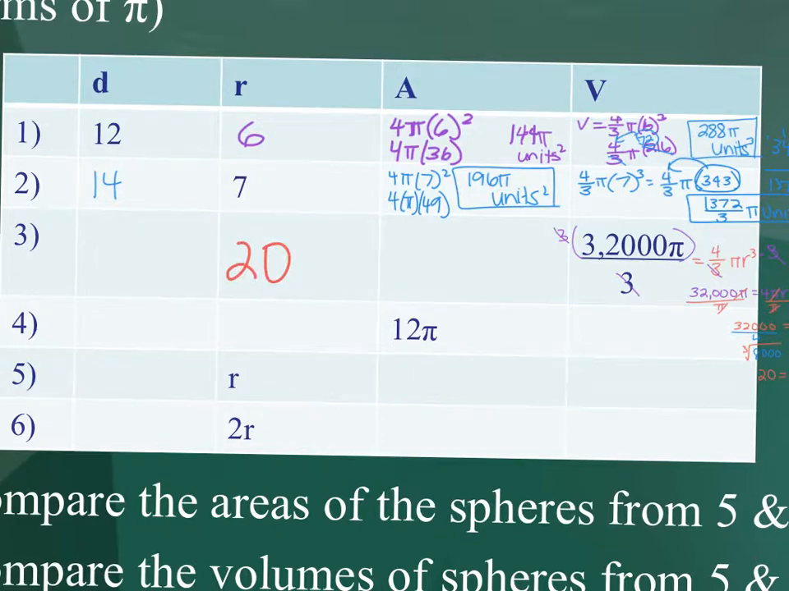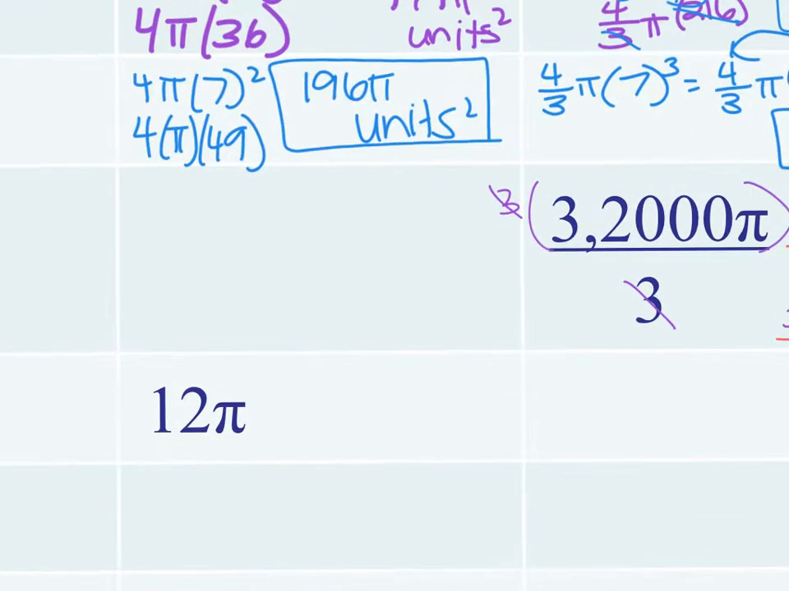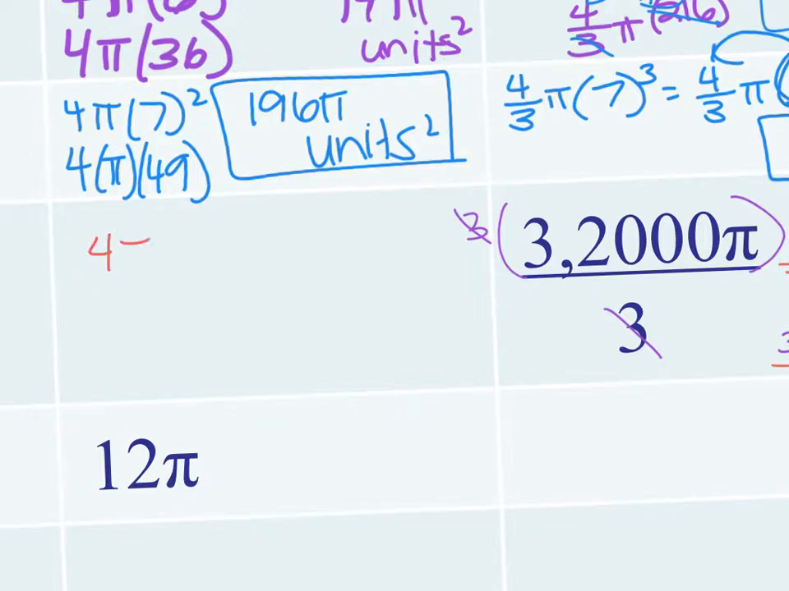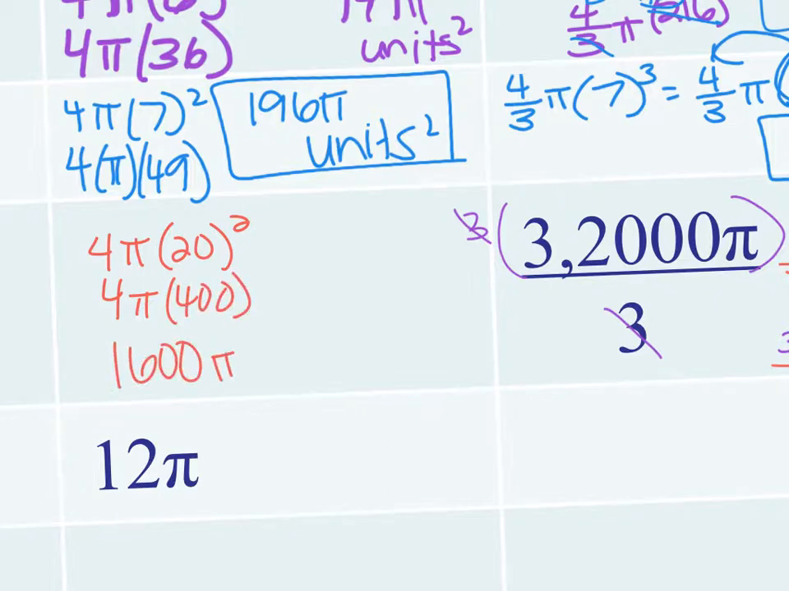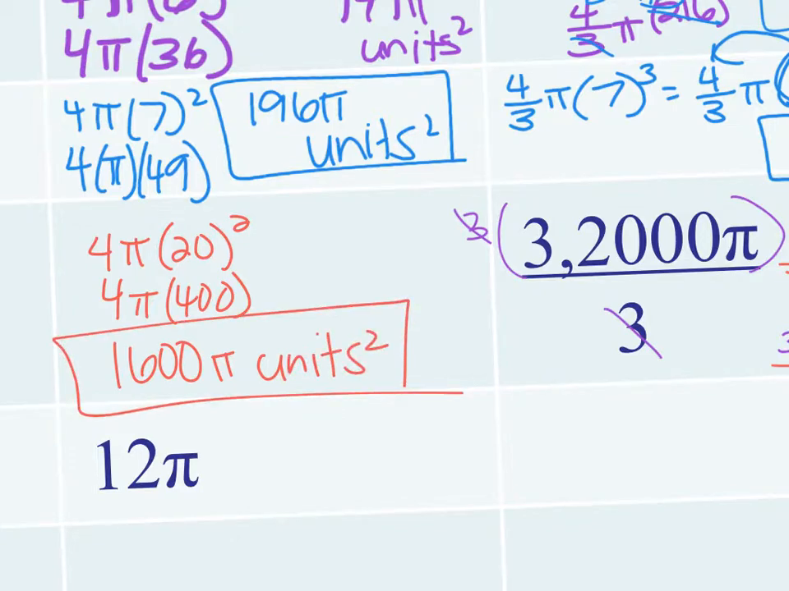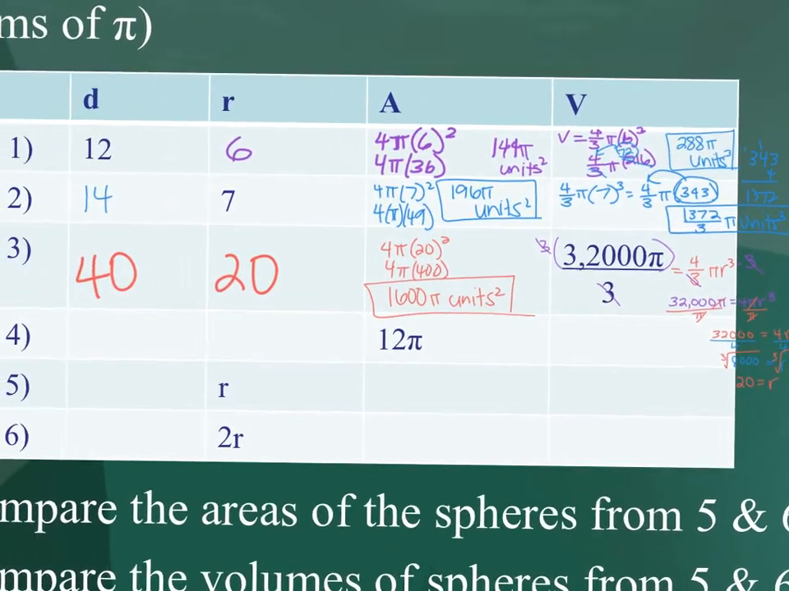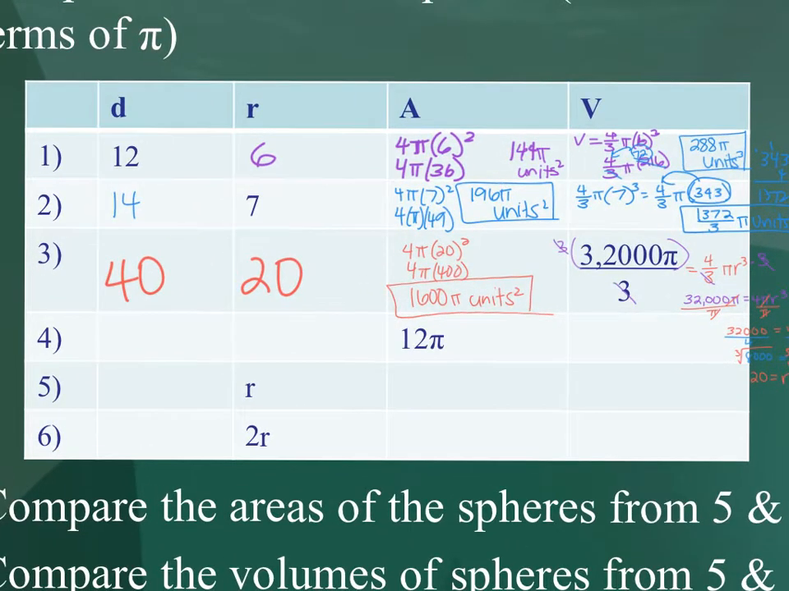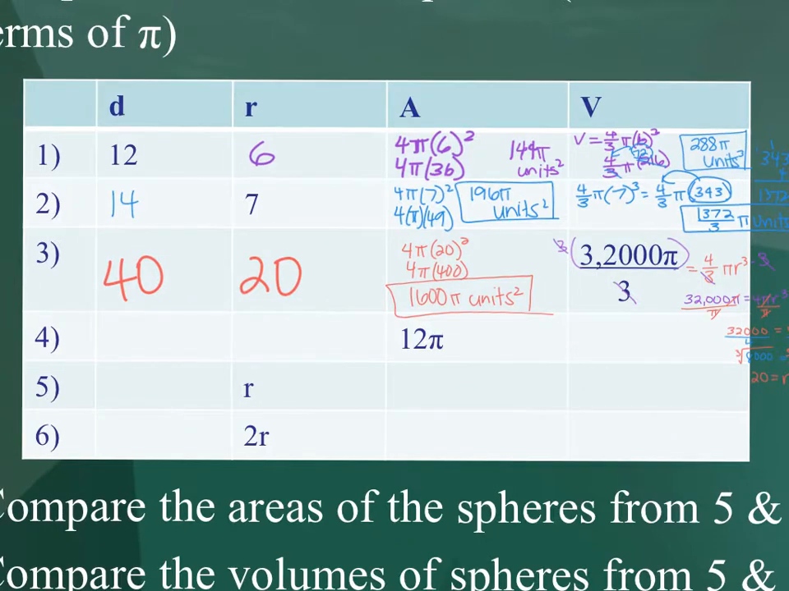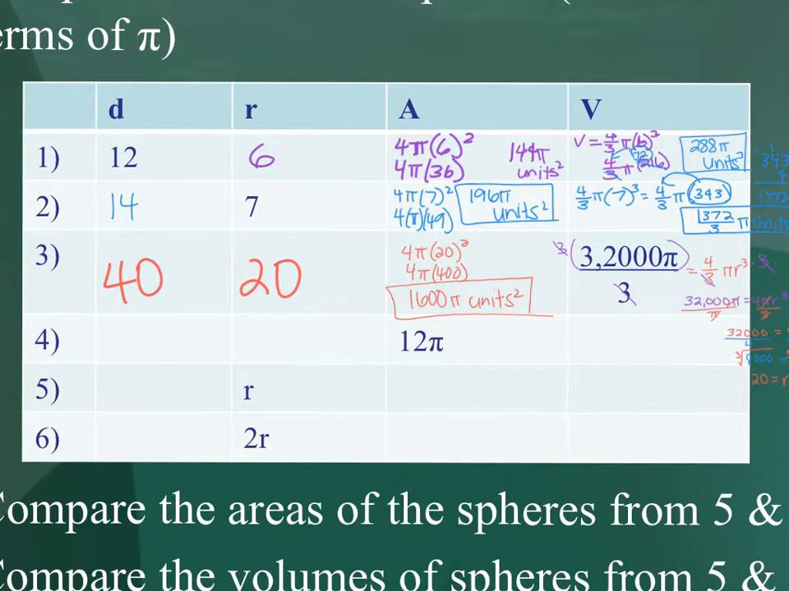Diameter would be 40. And then area, 4 times pi times 20 squared. 4 times pi times 400. 1,600 pi. Again, no units. This would be units squared. Questions on that one? Okay, so now moving on to number 4.